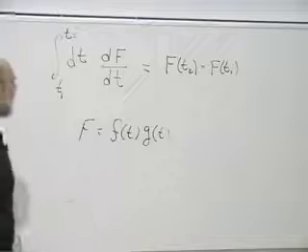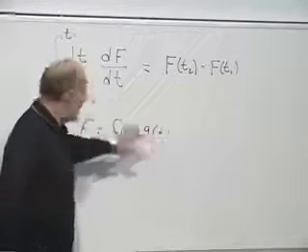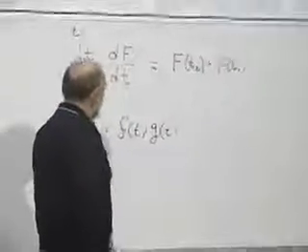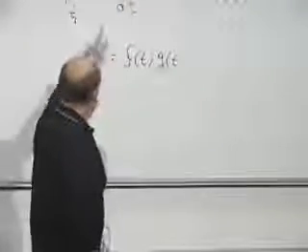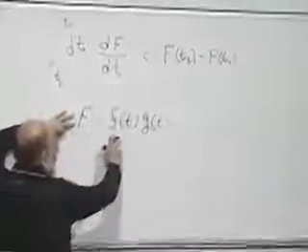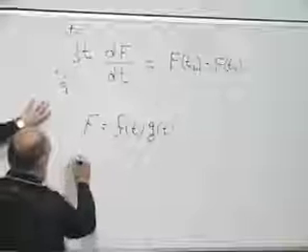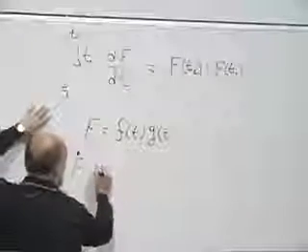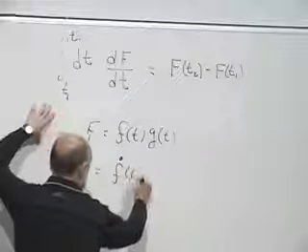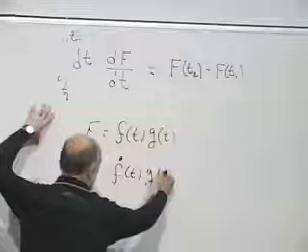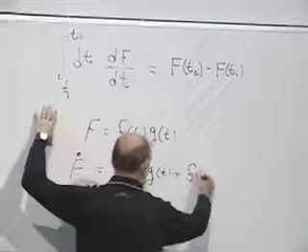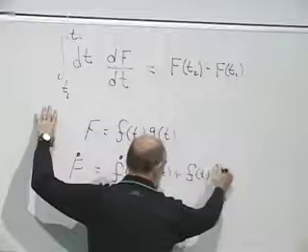Of course, every function can be written as a product of some functions, but let's be specific. Capital F is the product of little f of t and g of t. Now, what is the derivative of F with respect to t? It's the sum of two terms. So let's write that as F dot, meaning derivative, is equal to f dot of t times g, plus f of t times g dot of t.